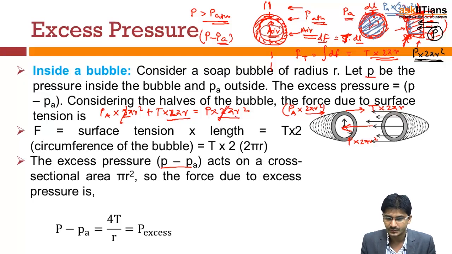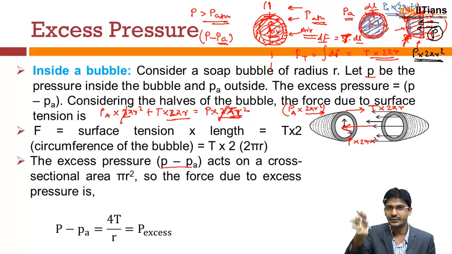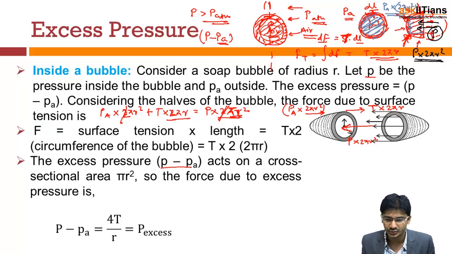This is not 2 pi r square. The area of this is simply pi r square. 2 pi r square was the area of the hemispherical portion. We actually took the projection of that on the slice that we have made. That is simply pi r square. So what you get is P minus Pa is 2T by R. So the expression that we have is P minus Pa equals 2T by R.